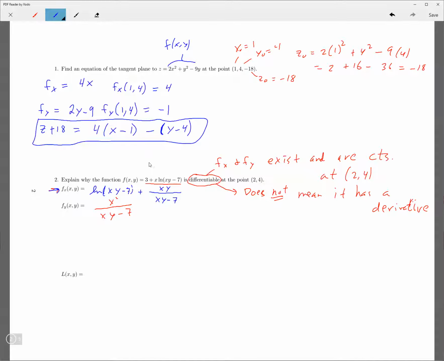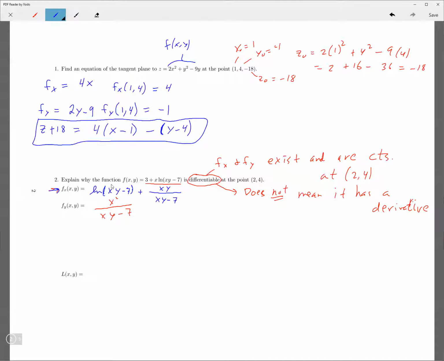Okay, let me write that a little bit better. Okay, let's see if that works. So ln of xy minus 7 plus xy over xy minus 7. And then the other one is x squared over xy minus 7. Okay, so that says it's okay.